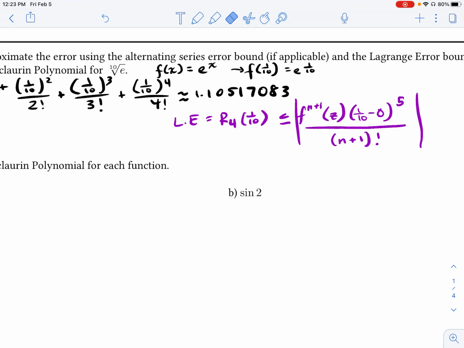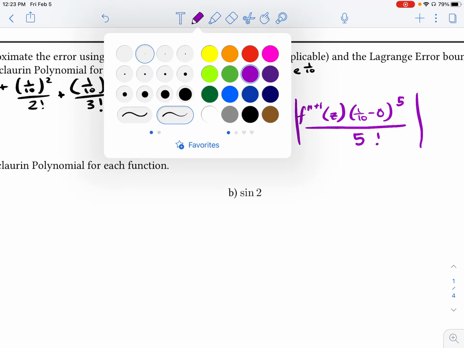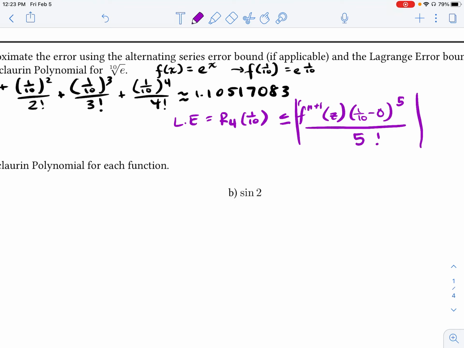And same deal over here. Down here, we're going to write that this is 5 factorial. So the only issue now is for us to find out what the largest possible value of the n plus 1 order derivative evaluated at z is. That's our goal. And just to be short, we call this m.